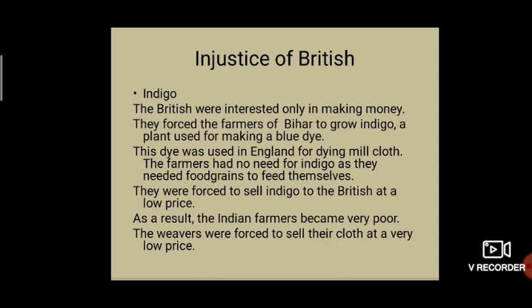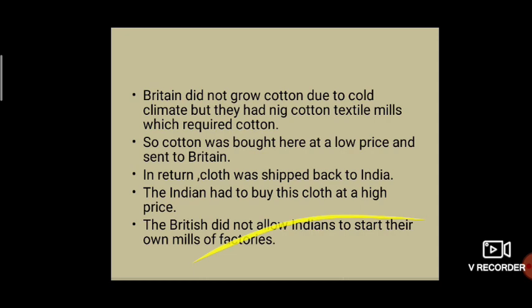As a result, what happened? The Indian farmers became very poor. Then the weavers were forced to sell their cloth at a very low price. Students, what we are studying here is why the people were against the Britishers. The farmers, whom Britishers were forcing to grow indigo, which was of no use, were against them. Then the weavers. Now, why were the weavers against Britishers? The weavers were forced to sell their cloth at a low price.